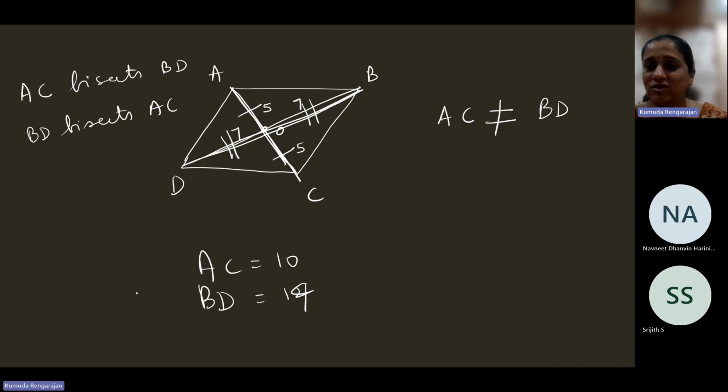But they are not equal. Diagonals are not equal. AC and BD will have different lengths. But if you take one diagonal, it's cut into two equal pieces.